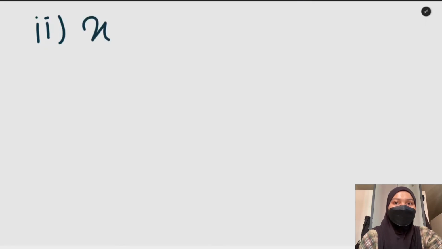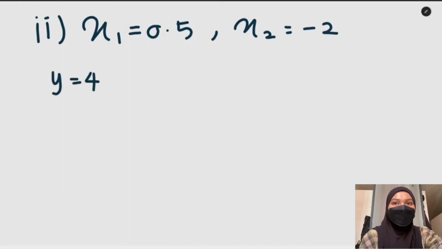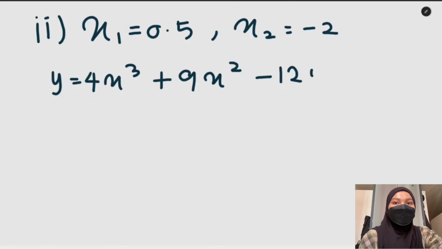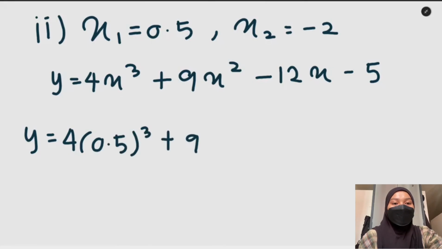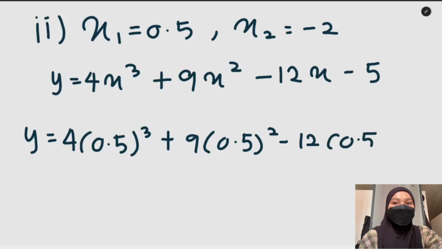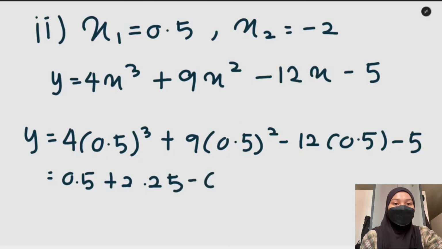Second, to find the second answer, we need to use the answer in the first question. Replace x with the answer we found in question 1. So use the first x, 0.5, to replace x in the equation. For example, y equals 4 bracket 0.5 bracket cubed plus 9 bracket 0.5 bracket squared minus 12 bracket 0.5 bracket minus 5. Simplify the answer: 0.5 plus 2.25 minus 5. The answer is negative 8.25.